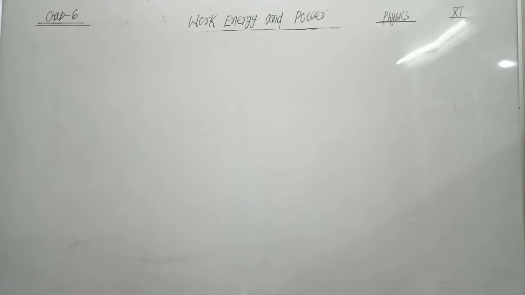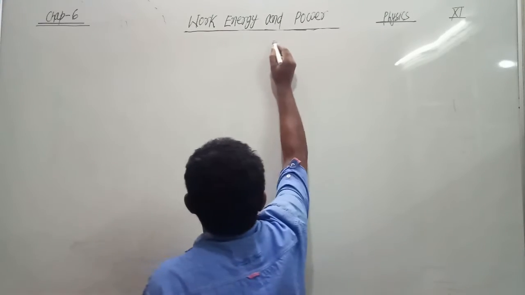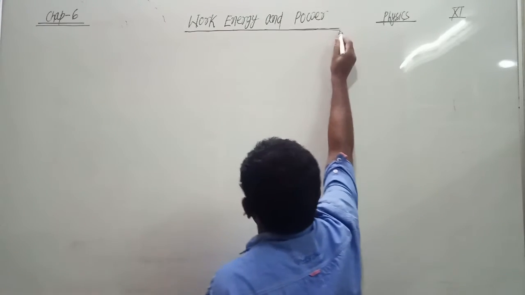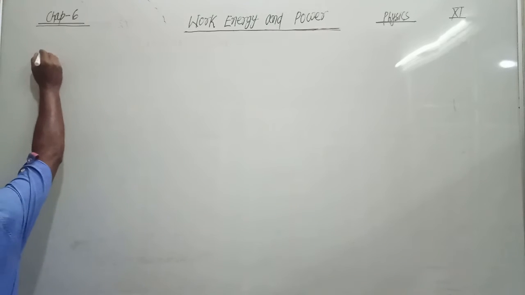We continue the chapter Work, Energy and Power. We are discussing the numericals based on conservation of energy. Let us see the next question. It is given that a ball bounces to 80% of its original height. Question number 2.